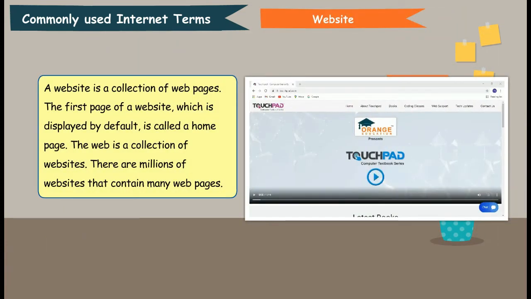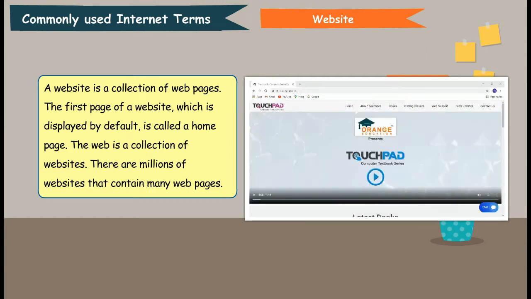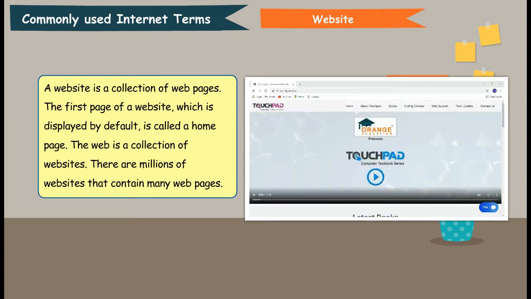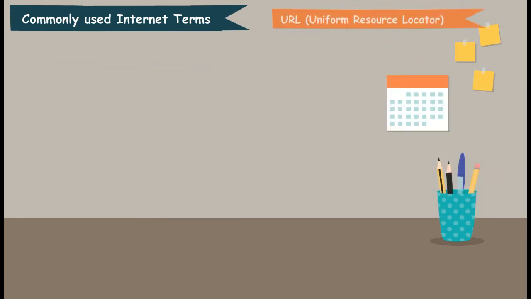Website. A website is a collection of web pages. The first page of a website, which is displayed by default, is called a home page. The web is a collection of websites. There are millions of websites that contain many web pages.